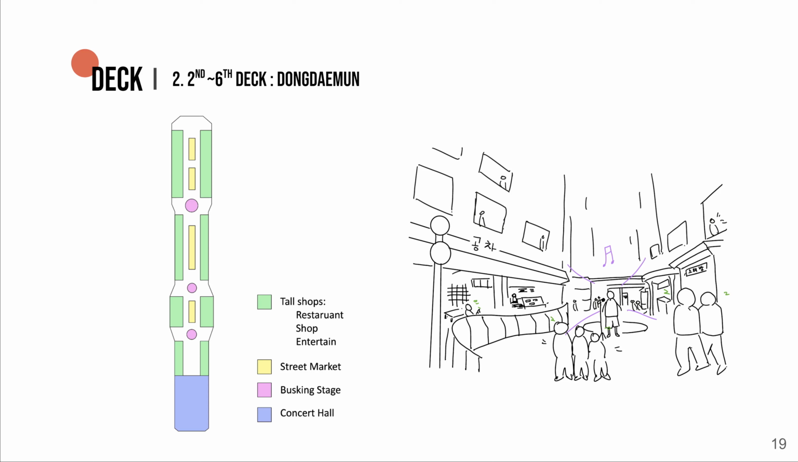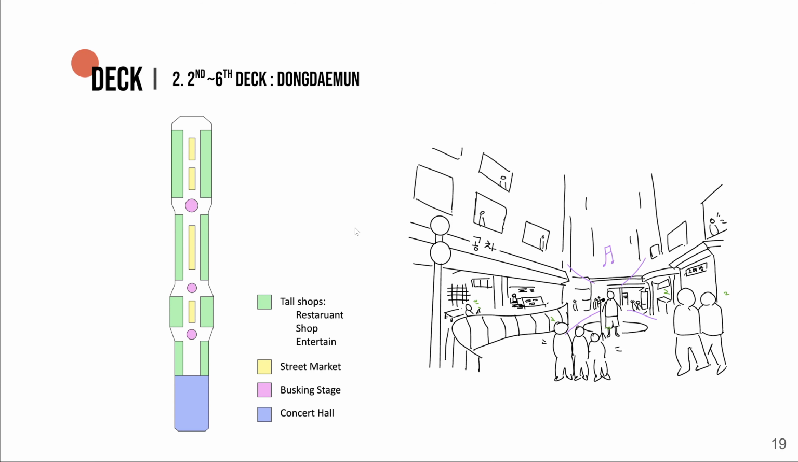So it usually has multi-storied buildings which have different kinds of shops, different kinds of activities such as noraebangs and PC bangs on different levels. So we are trying to emulate that with tall shops, a lively street market with different kinds of activities such as busking. And also we are planning to have a concert hall as well as different kinds of bars, restaurants, and high fashion shops.